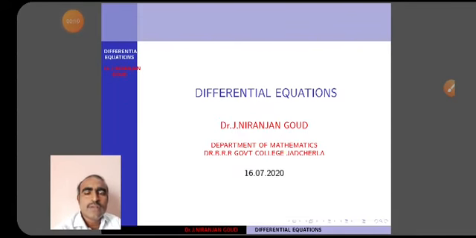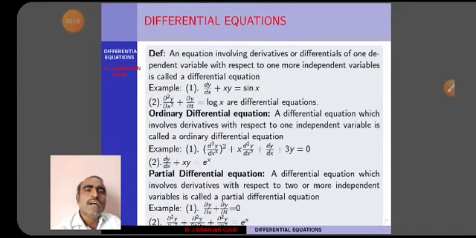In this video, I would like to discuss differential equations. First, let me start with the definition of a differential equation. An equation involving derivatives or differentials of one dependent variable with respect to one or more independent variables is called a differential equation.